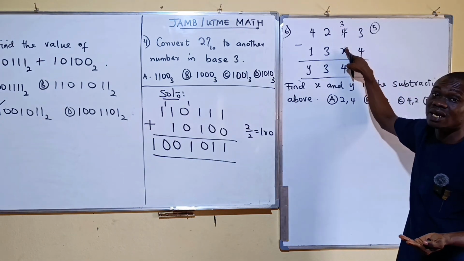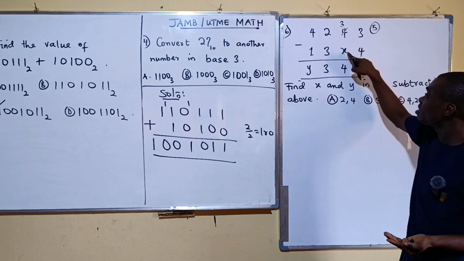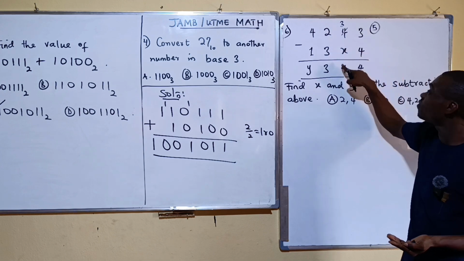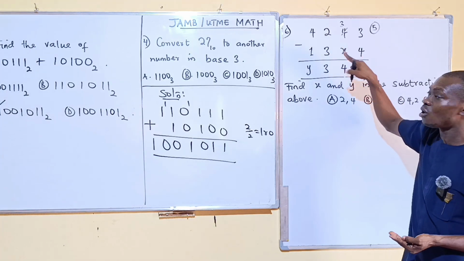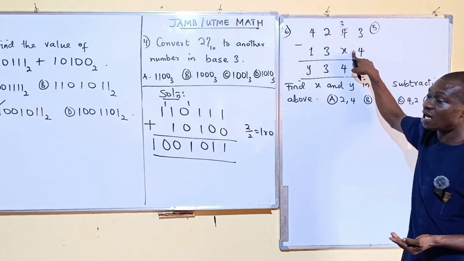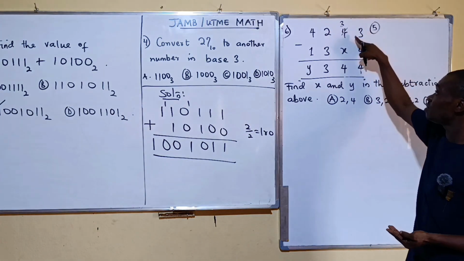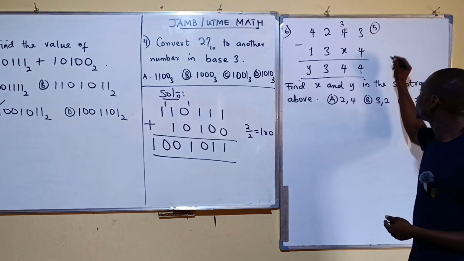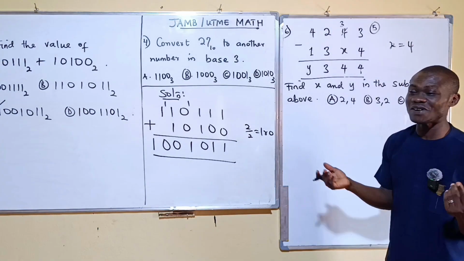If it is 0, 3 minus 0 won't be 4. If it is 1, 3 minus 1 won't be 4. If it is 3, 3 minus 3 won't be 4. So it is when you have 4, and at that time you can no longer subtract, so you need to borrow, and when you borrow, you will get the same 8 you got here, which will still give you 4. So that means our x is equal to 4. Okay, so you are done for x.